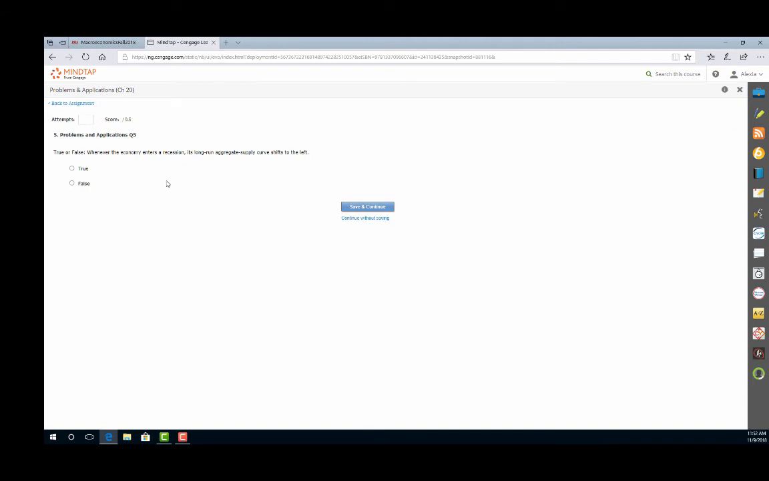Okay, question number 5 says, whenever the economy enters a recession, its long-run supply curve shifts to the left. So take a moment to think about that. Remember, our long-run supply represents our Q star. It's our potential. So it is what it is. So keep that in mind when you answer this one. And then we'll continue on.